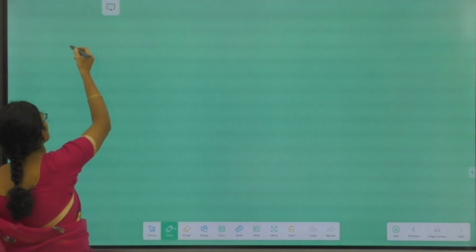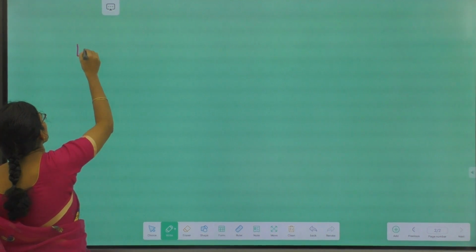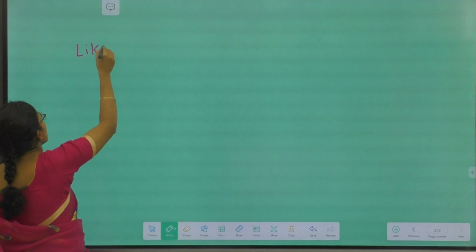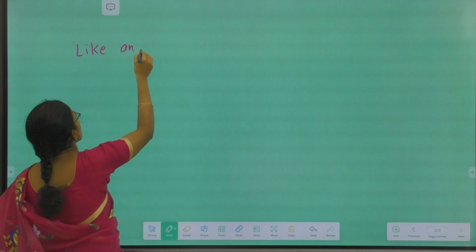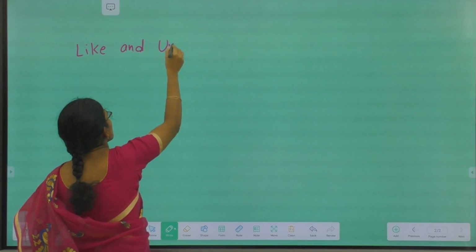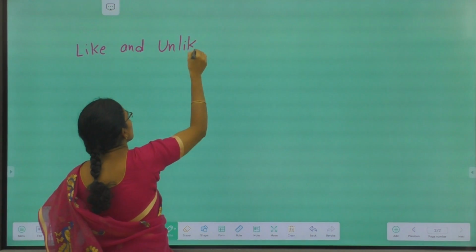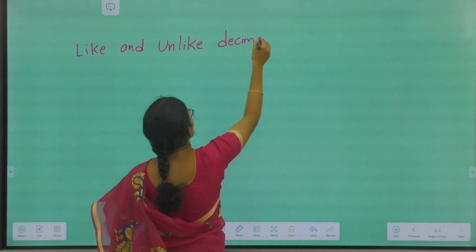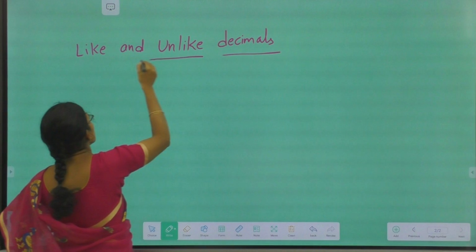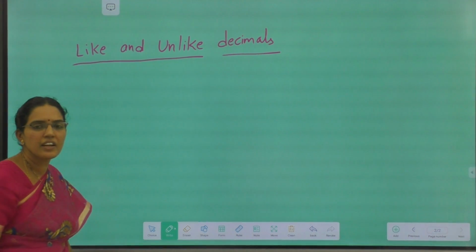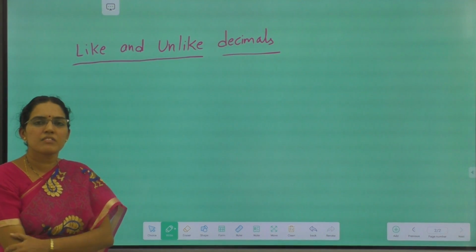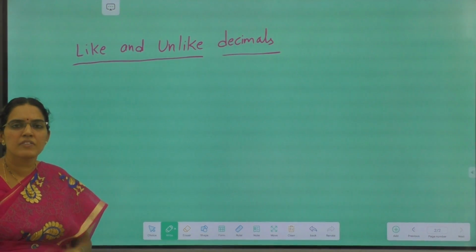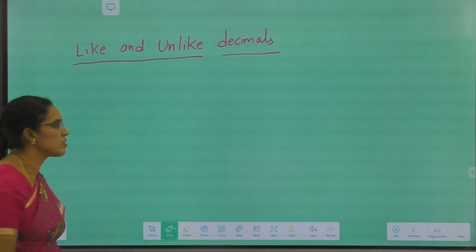Then next we will see like and unlike decimals. Next topic is what? Like and unlike decimals. Like decimals are nothing but decimals having the same number of decimal places.